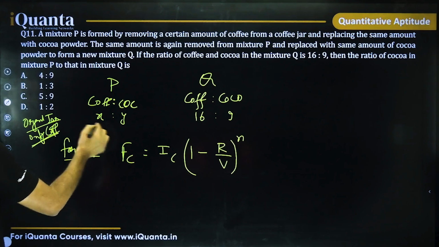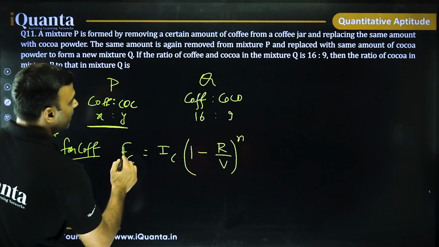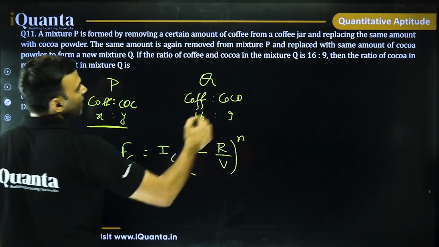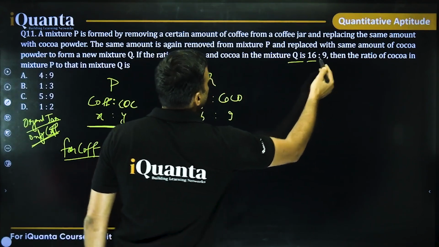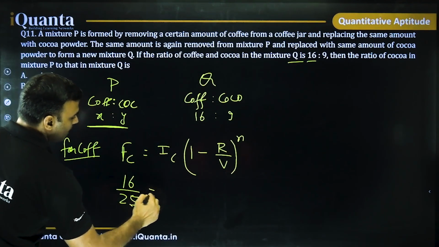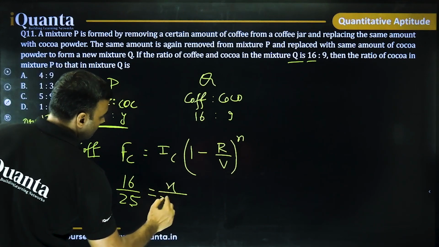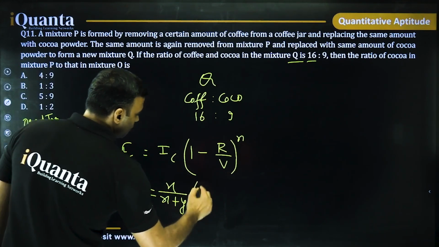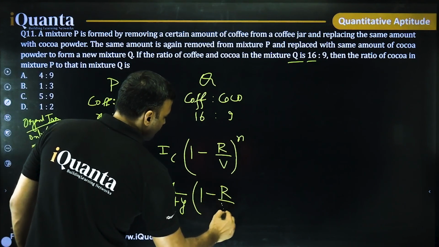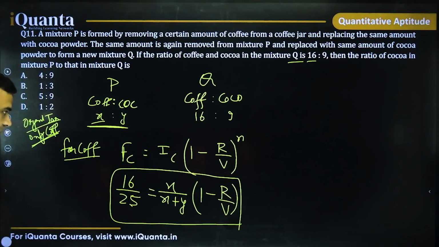Okay, so there are two things that are happening. Anyways, first let's apply this. So we have final concentration of coffee in Q is 16/25. So 16/25 should be equal to initial concentration, which is X upon X plus Y, into 1 minus R by V. R is the replaced quantity, V is the volume. Now here, just let it be like this only.